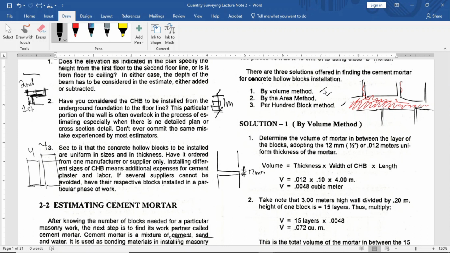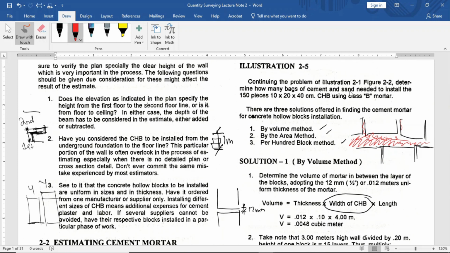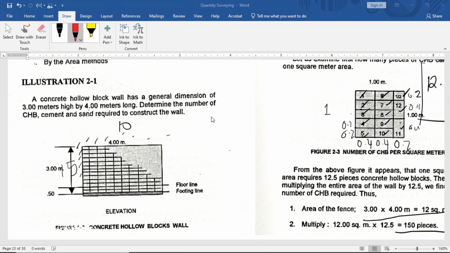So, width of CHB nakalagay dito. Volume is equal to 0.12, ito yung kadalasan na thickness ng mortar natin, times 0.10, which is 4 inches, times 4 meters. Kasi yung kanina is illustration 2-1. So, ito yung sa illustration 2-1 kanina, 4 meters yung length. Ito, 4 meters.